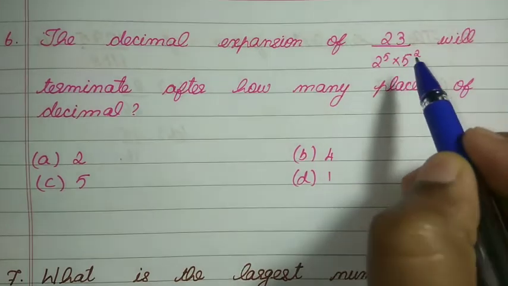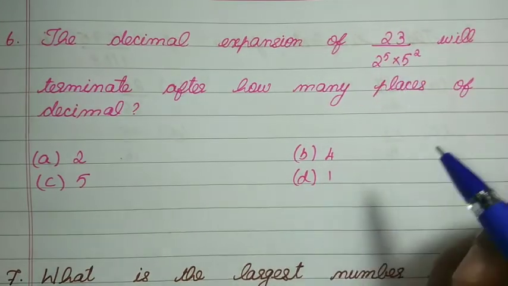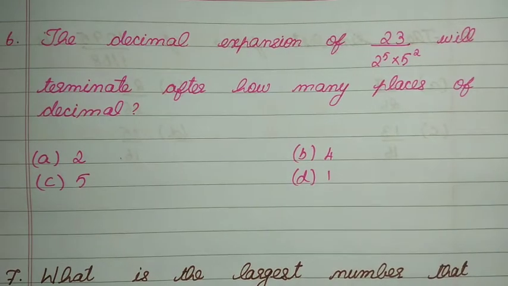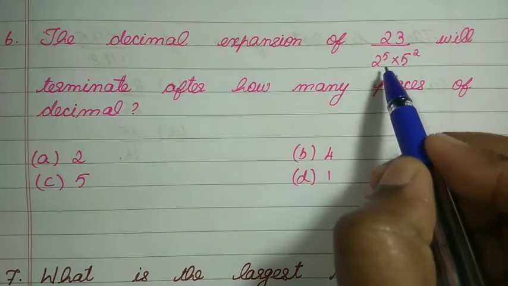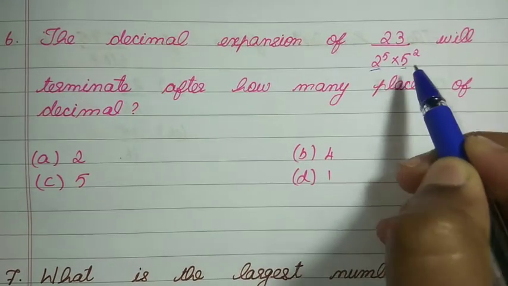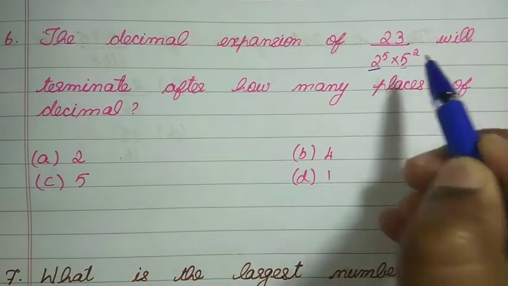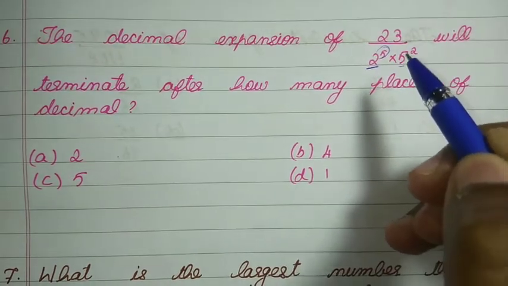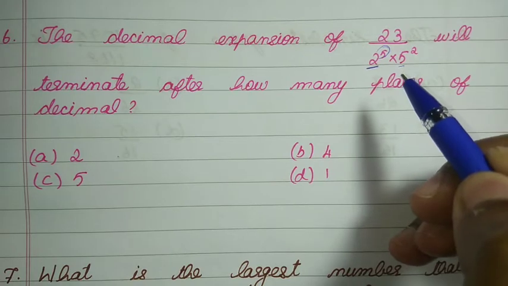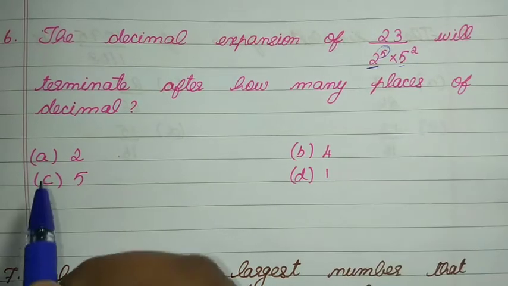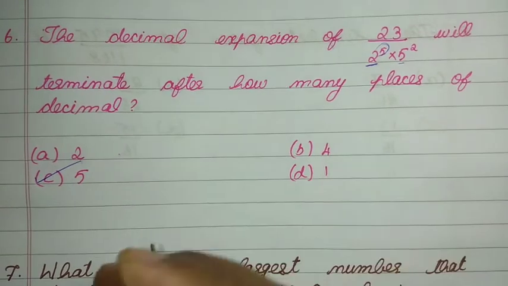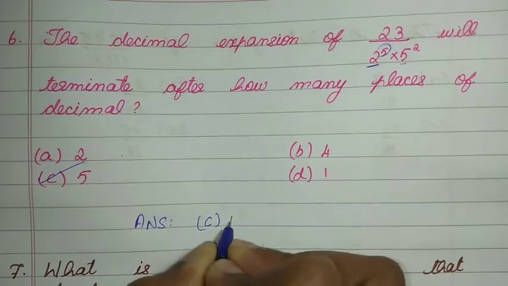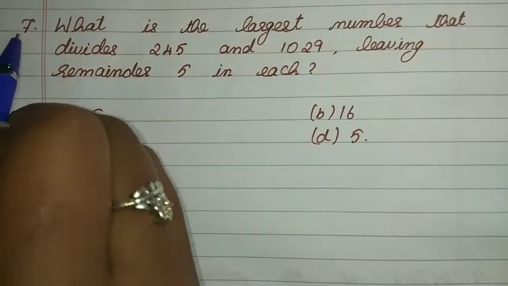So to check the termination of the decimal place, we have to check the highest power of 2 and 5. So what is the highest power whether 2 or 5 has? So here 2 only has the highest power. So what is the power of 2? 5. So that power will be the answer for it. So option C is right. So my answer is option C, 5.